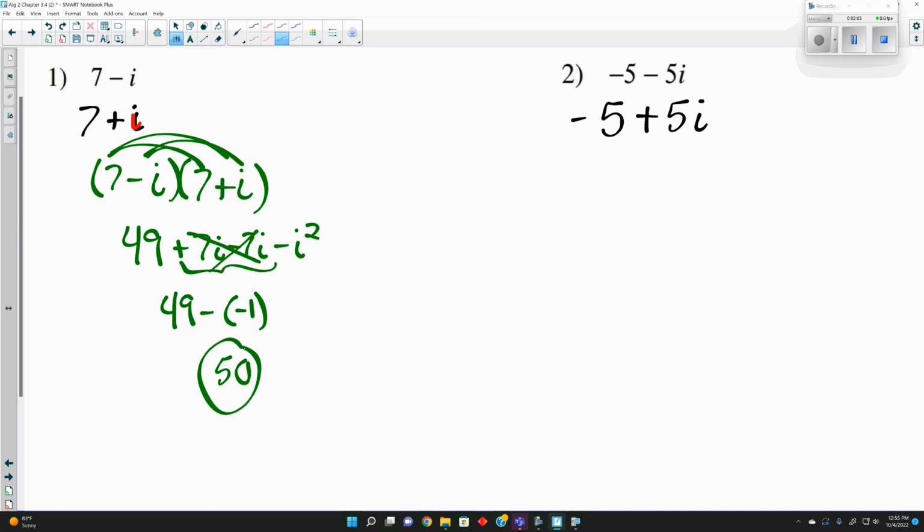50. Well, when we multiply these two conjugates together, all the imaginary terms cancel out, and we're just left with a real number. So the complex conjugate is this here, and their product is 50. If it asks for both, then yes. We could do the same thing with negative 5 minus 5i times negative 5 plus 5i.